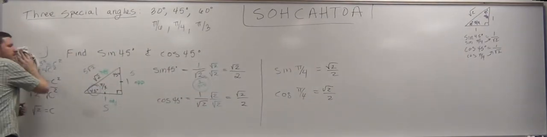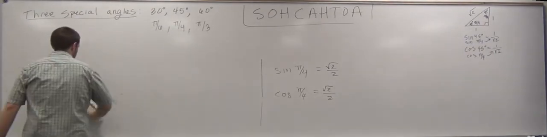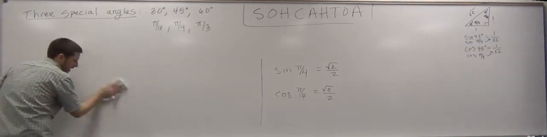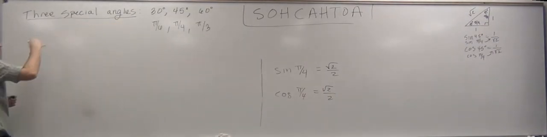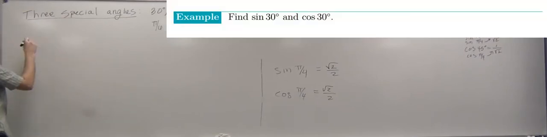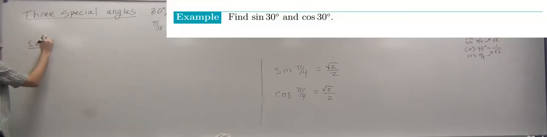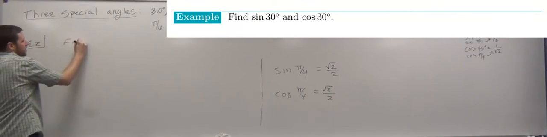So the other example I wanted to do, which is actually slightly trickier, is for the other special angles. So the other special angles are 30 and 60. Let me do 30 first. So if you look at the next example, it says find sine of 30 degrees and cosine of 30 degrees.